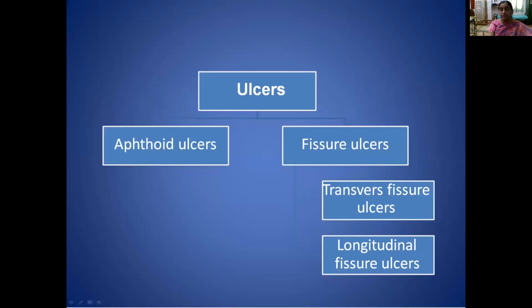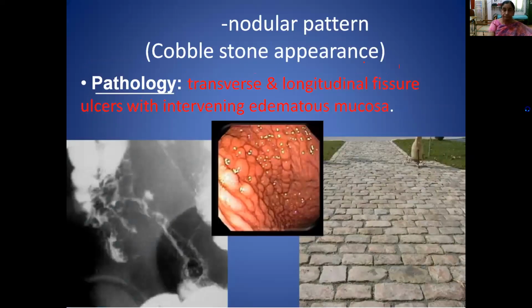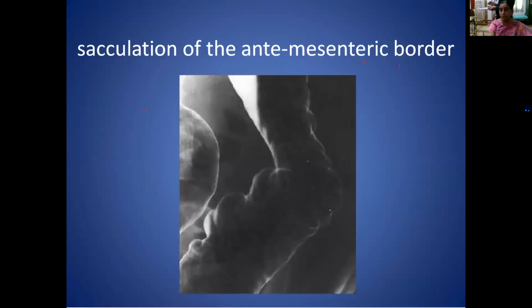Basically, these ulcers can be divided into two categories: superficial aphthoid ulcers and deep fissured ulcers. Most often, in the early stages of the endoscopic view, you will see the aphthoid ulcers. But most often the patient comes a little bit deep, so you will see the patient in a deep ulcer stage. Both ulcers are deep.